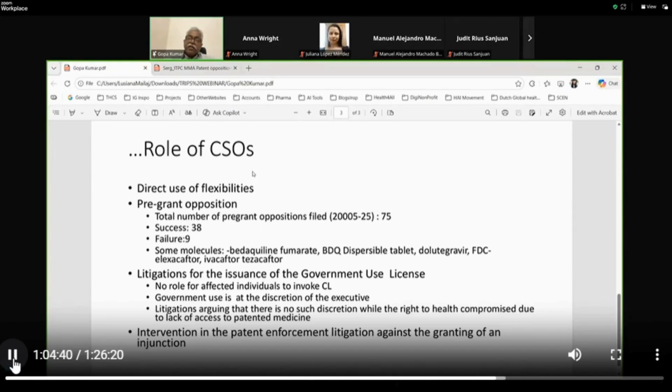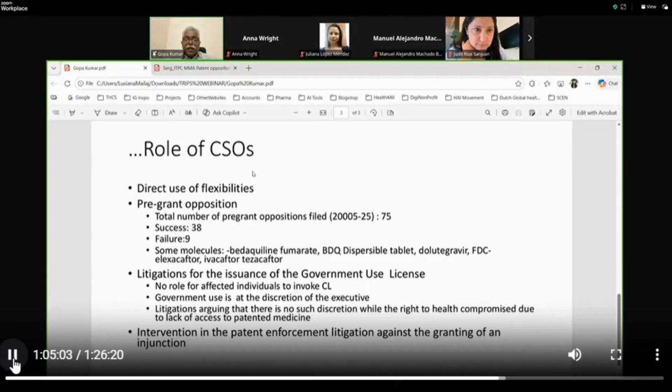So now civil society organizations, working with various affected parties, including patient groups or patients, argue in court that any lack of access to the patent medicine does not provide that discretion to the government, but that it is mandatory for the government to issue a compulsory license.